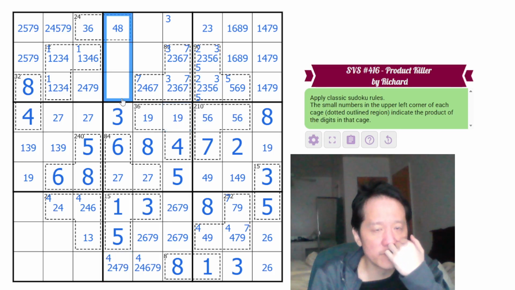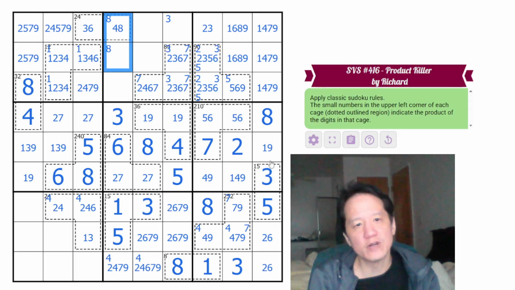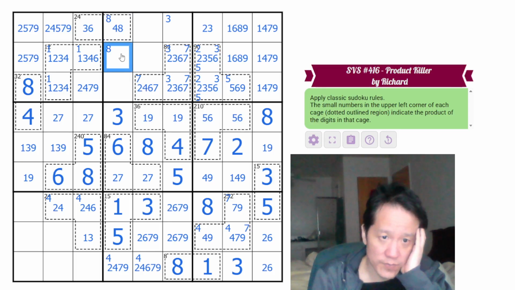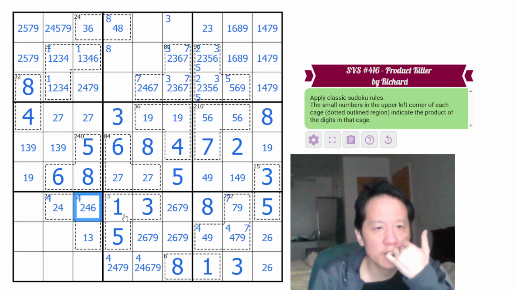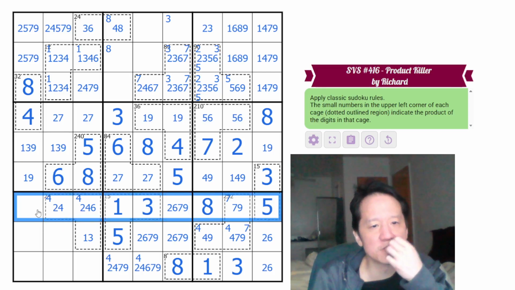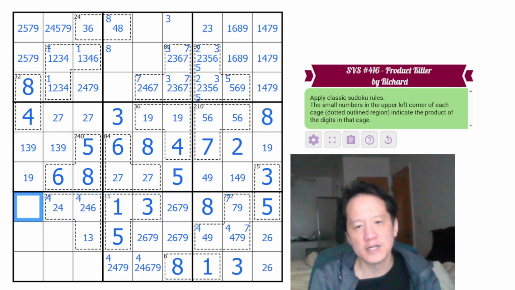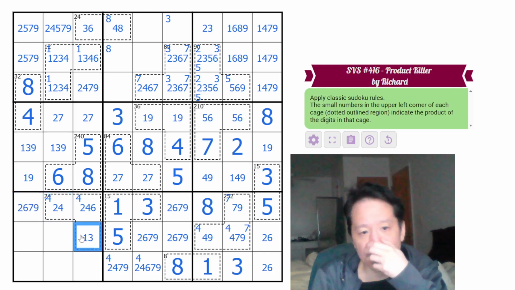The rest of this. Where is the 8 in column 4? It has to be one of those two cells. The rest of row 7 is 2, 6, 7, 9, right? Because it cannot have a 4. So that's still fine.